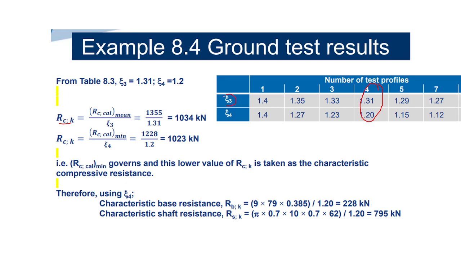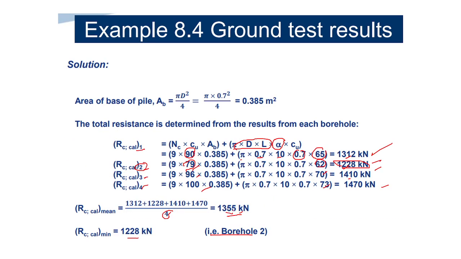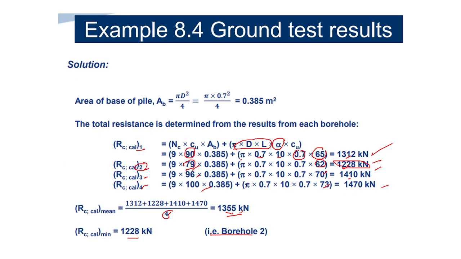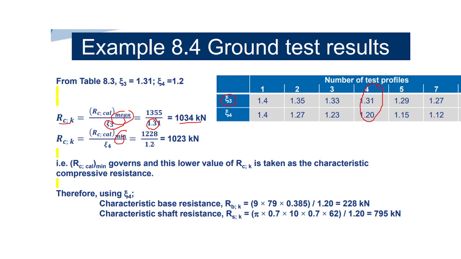This one is for the mean. Okay, you have here the mean, which we calculate as 1355 divided by 1.31. This will give us the resistance. And then how about for the minimum? It's 1228, divided by 1.2, which is this one. So we have this value.